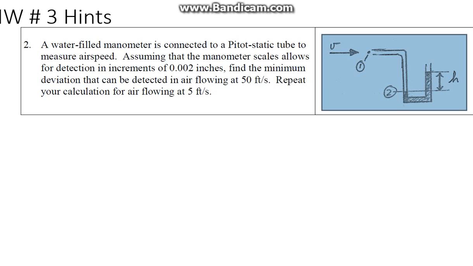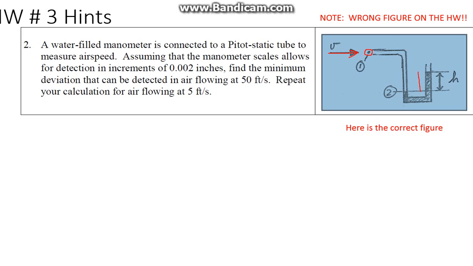Number 2 is a manometer. On this one, I put the wrong figure on the homework. Sorry about that. So here's the correct figure. It's got a pitot static tube, and you've got that to measure airspeed, and you're getting a difference in height in the manometer, as you tend to do, because remember the velocity comes in here at some speed, and then it hits this point right here, which we call the stagnation point.